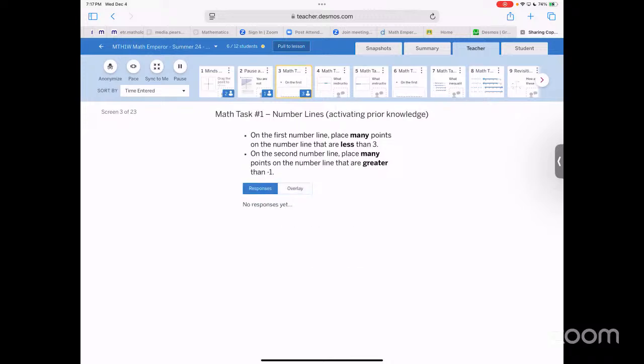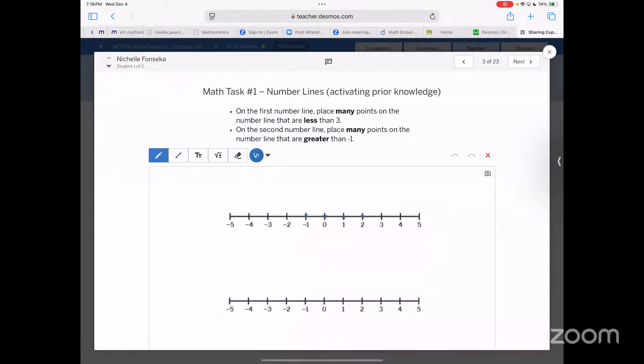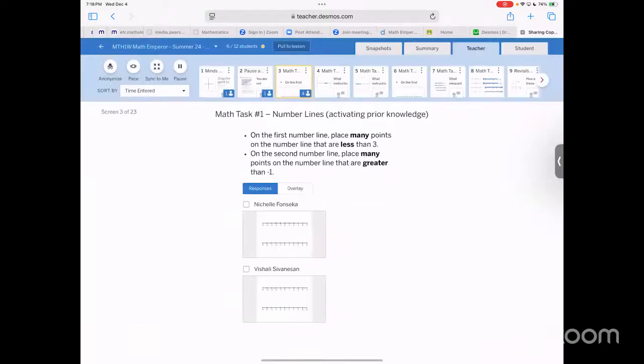So on the first number line, place as many points on the line that are less than 3. On the second number line, place as many points on the number line that are greater than -1. Are you just working on the task? Okay. You can use the dots. You can mark it, use your pen. On the first number line, place many dots on the number line that are less than 3. On the second number line, place many points on the number line that are greater than -1.